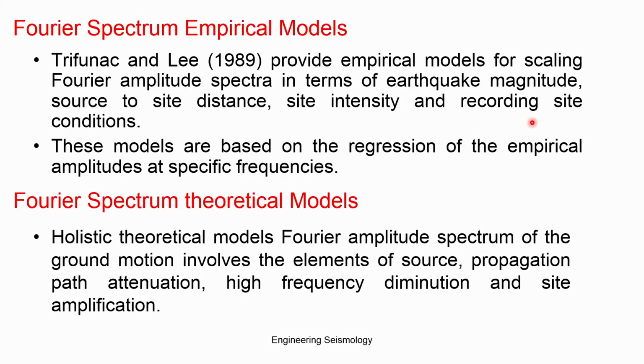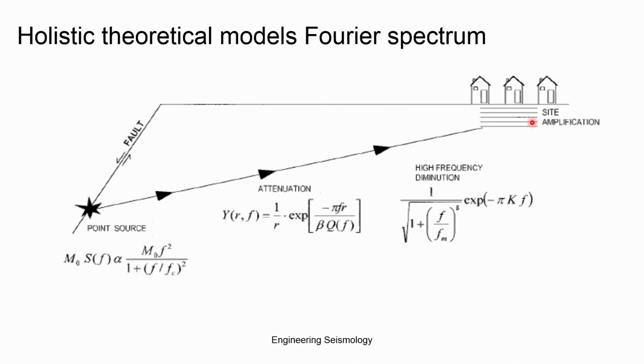So, the Fourier spectrum can be obtained by an empirical model and a theoretical approach. This theoretical approach basically gives the source, the attenuation and the high frequency diminution factor, as recorded at a site. Okay. So, if you get all this mathematics and know how to estimate these parameters, you can do very good research in engineering seismology, particularly in India. This kind of model and deriving of factors is not very well addressed.